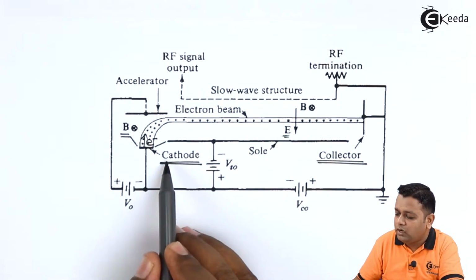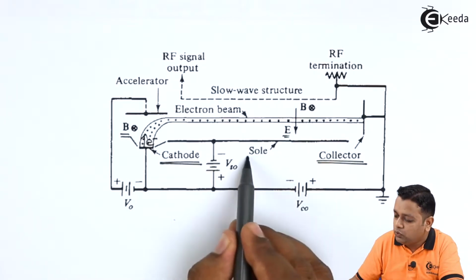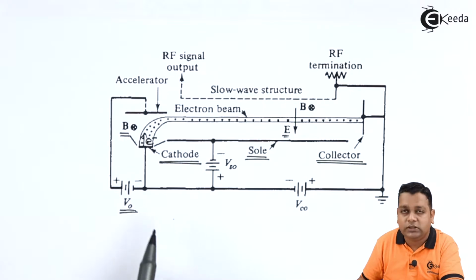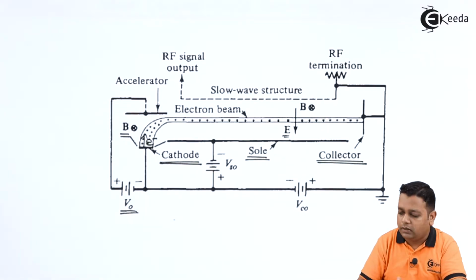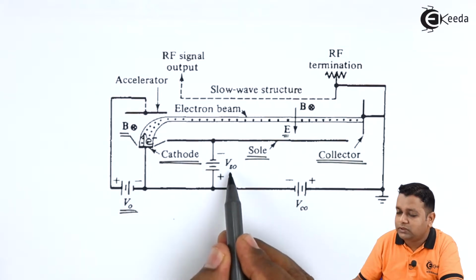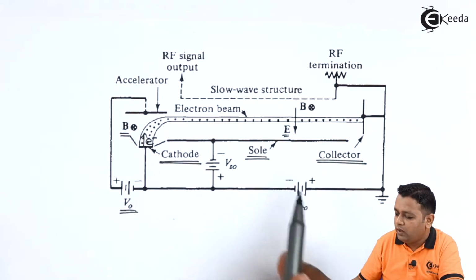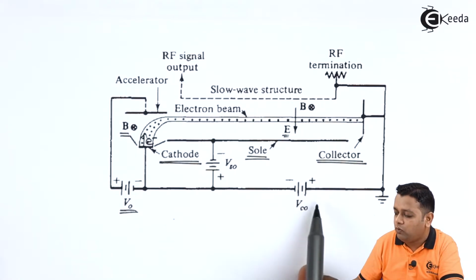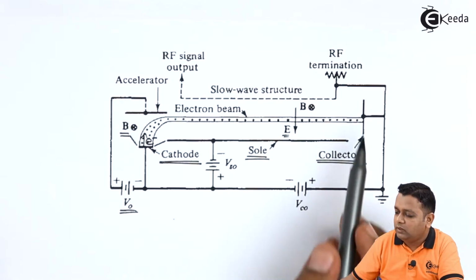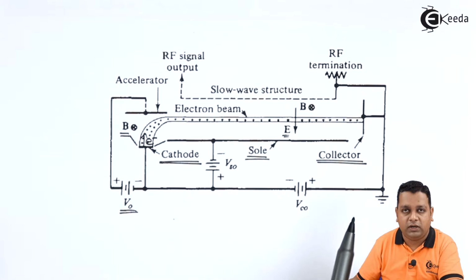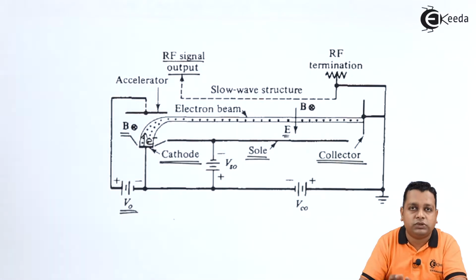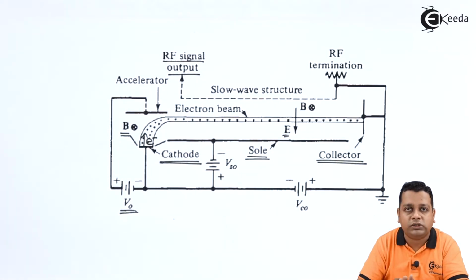Along with the cathode end there is also the existence of a sole terminal inside this device. See here, V0 is the DC potential between the accelerator and the cathode, whereas V suffix SO is given to the sole and V suffix CO is given to the collector. The collector is at a high positive potential here, whereas the RF termination is finally grounded here. Now this is the RF signal that is produced by the procedure of oscillation, so only the oscillating output is taken out of this device.